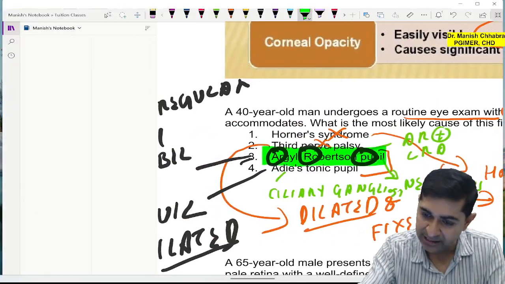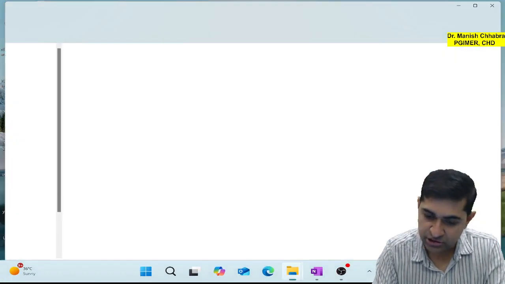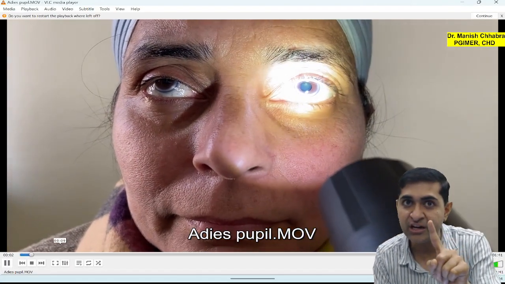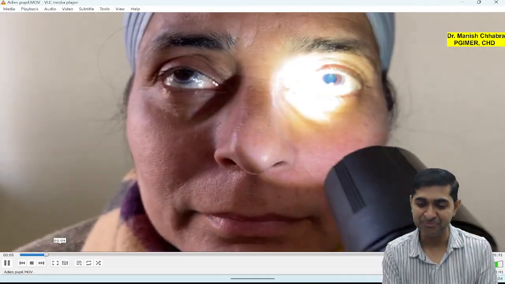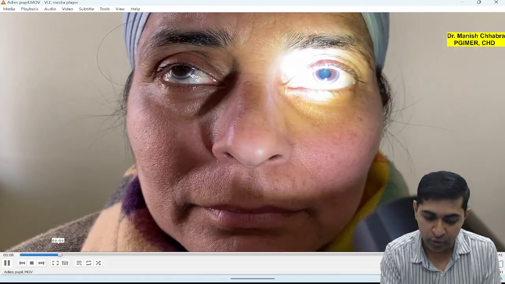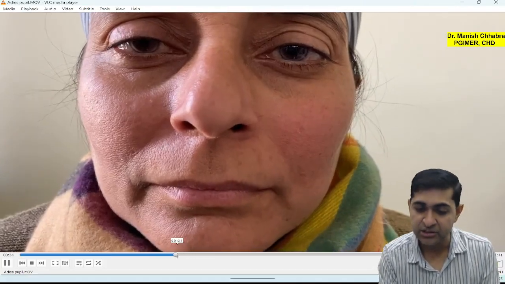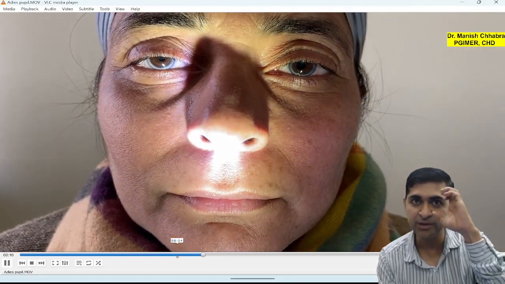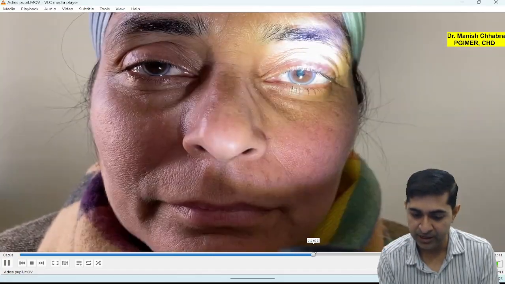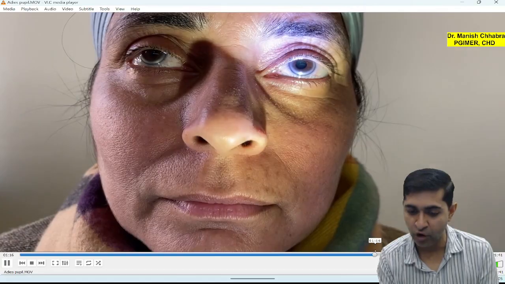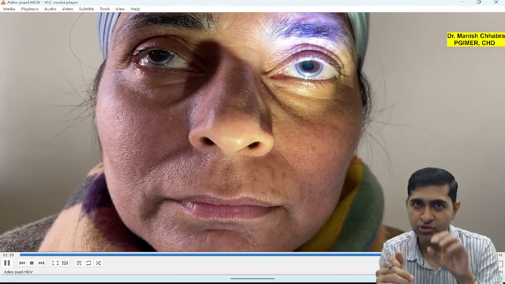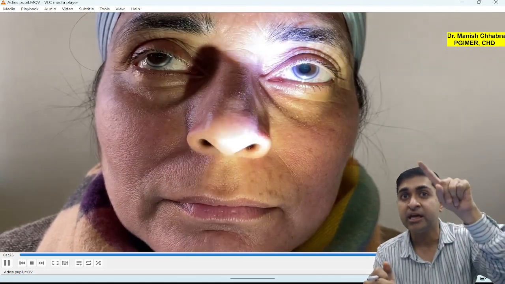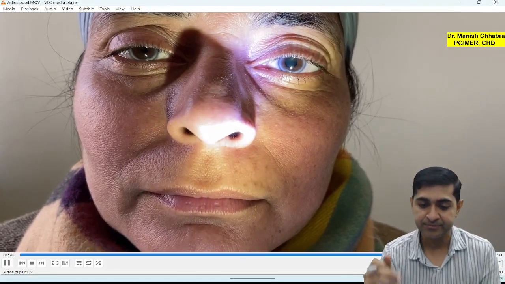Yes. Okay, but let me just show you a case of Adie's pupil. Very beautiful case. You can appreciate the left eye, unilateral dilated pupil not reacting to light. But when I ask the patient to focus on the camera, you will see that the pupil will constrict. Now check this out. Can you see the pupil has constricted? Now I am asking the patient to look at a wall behind me. Now suddenly I am going to ask the patient to look towards the camera. You will see the pupil getting constricted. So light reflex absent, pupillary accommodation reflex present.